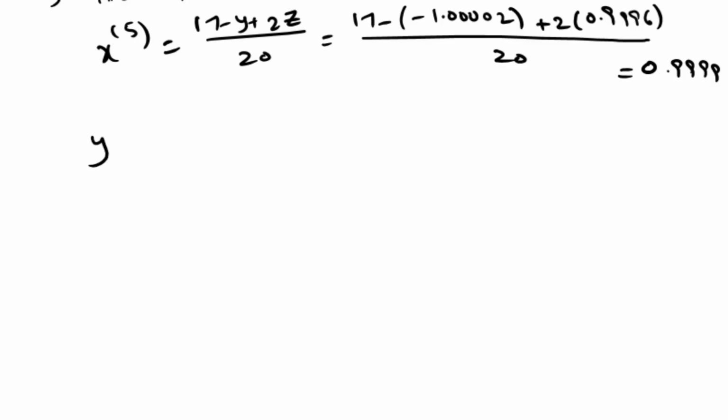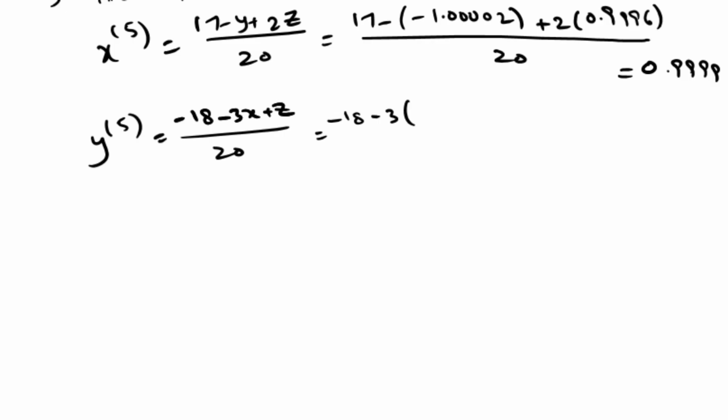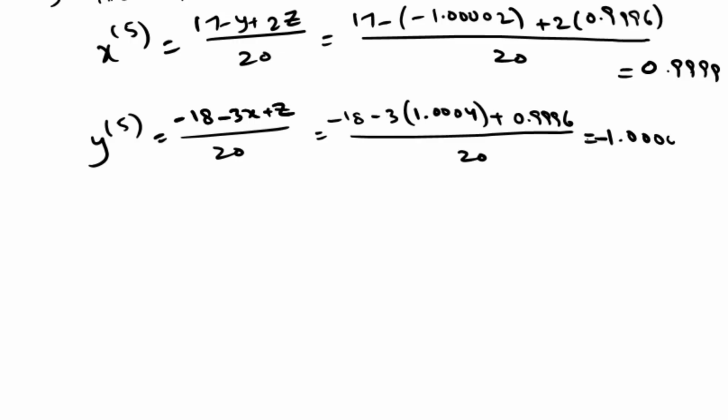Similarly, y in the fifth iteration is (-18 - 3x + z)/20, equal to minus 18 minus 3 into x value is 1.304 plus z is 0.9996 divided by 20. You can find this value is -1.07.